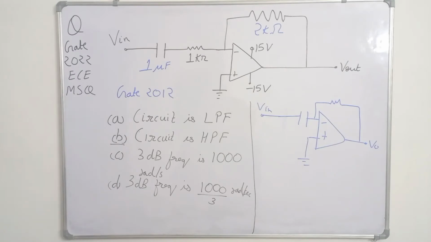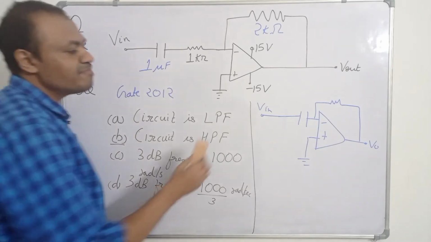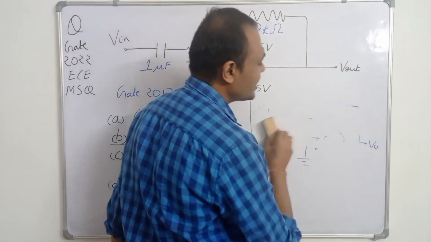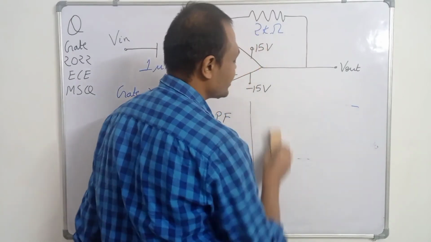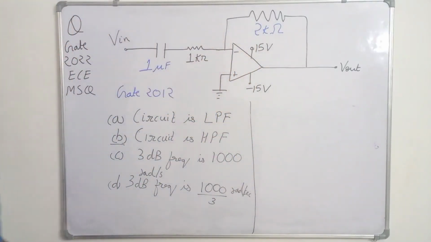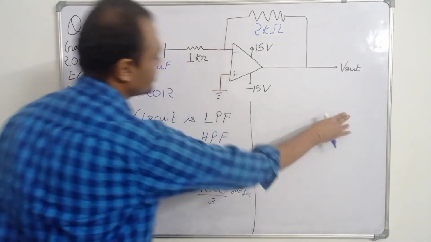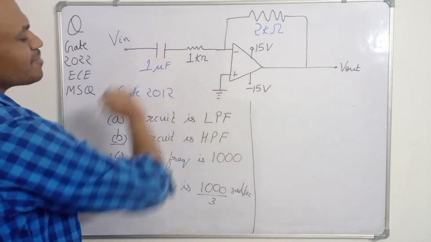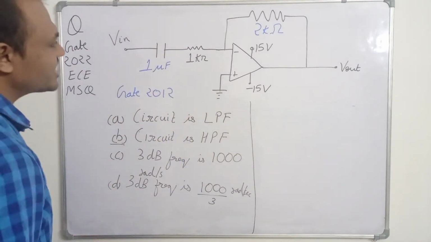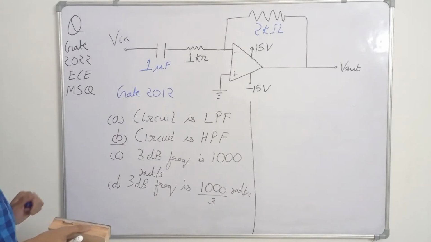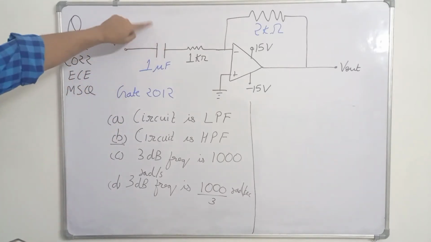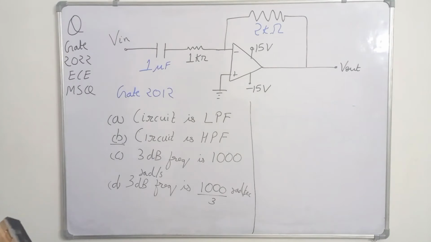And a practical differentiator always works as a high pass filter. Even if some student does not know how this works as a high pass filter, then just think like this. For low frequency, the capacitor will act as an open circuit. For low frequency, we will prove that this circuit works as a high pass filter. So for low frequency, the capacitor can be replaced by an open circuit.